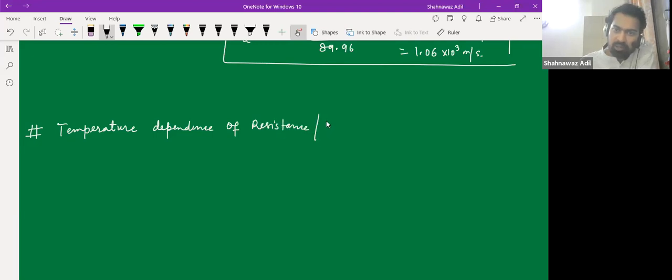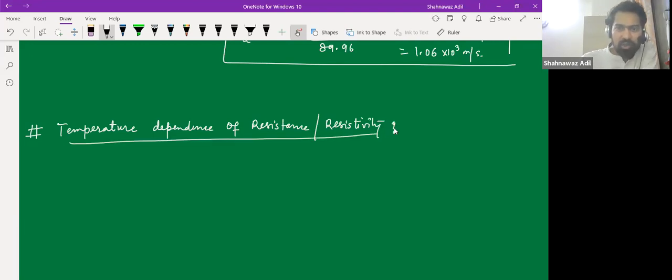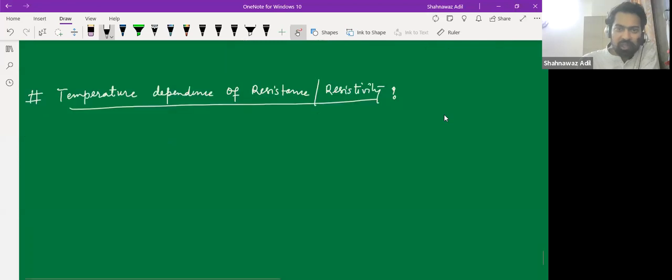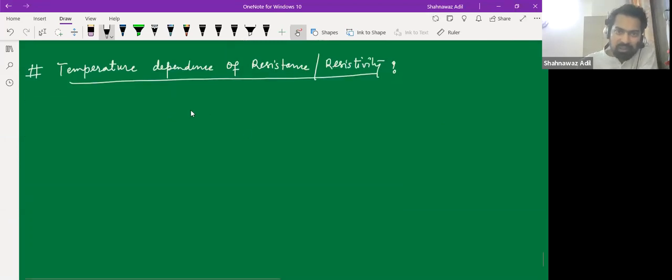Or this resistivity. The graphical portion you have done, so I will do this numerical portion, right? So this resistance is directly proportional for the higher temperatures. This resistance is directly proportional to this temperature, and that is given by this relation.